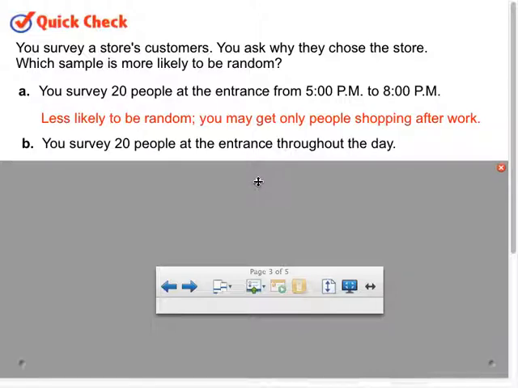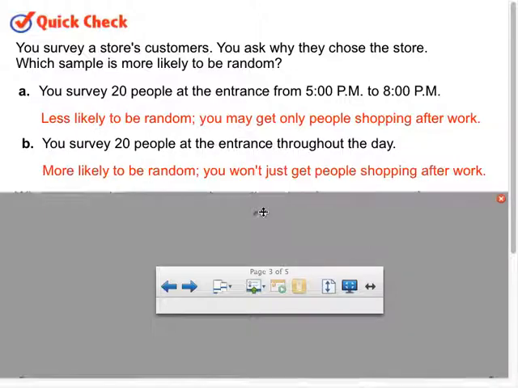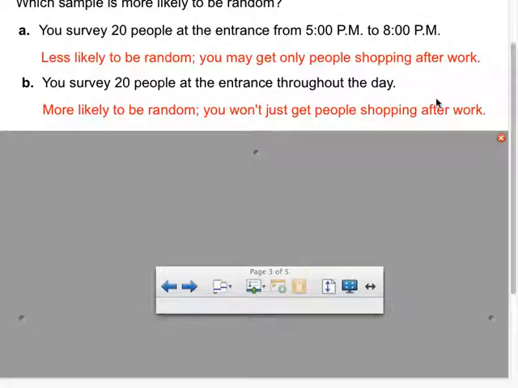Okay, and then the next one, I think Tata actually answered this question already in her answer for A. You survey people at the entrance throughout the day. Who's got something to say about that? That's more likely to be random, right? Because you can get any of your customers that would shop at any time of the day. Okay, not just the people shopping after work.